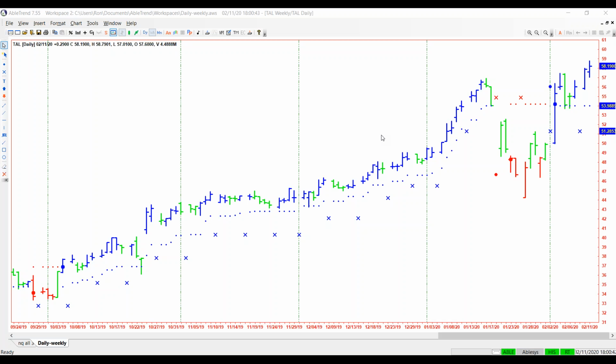What's nice about AbleTrend is it works exactly the same. It's just as accurate and low risk, whether you trade futures or stocks, whether you do day trading, swing, or position trading. It's exactly the same, which is why everybody around the world uses it for whatever they like to trade in their own market.